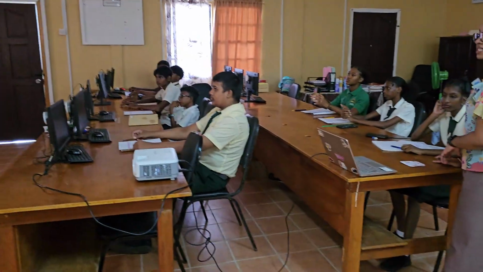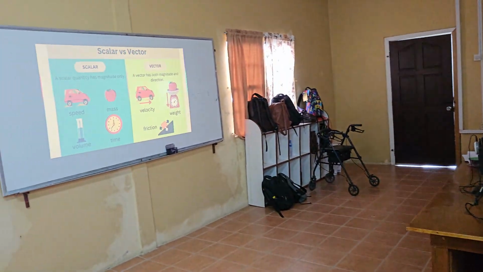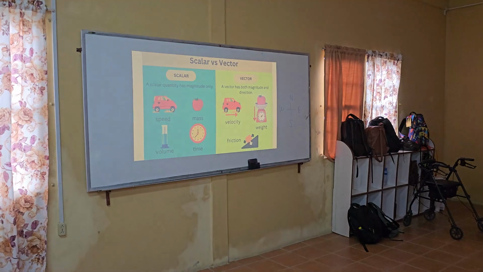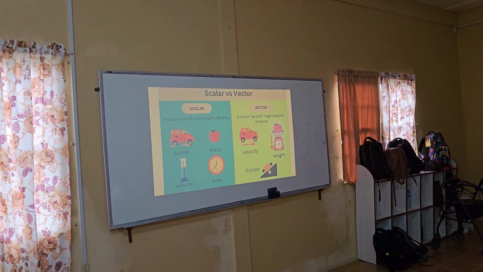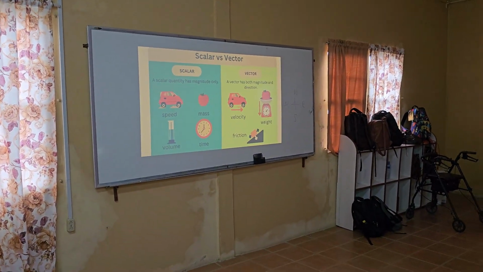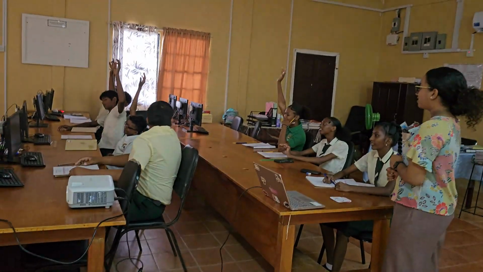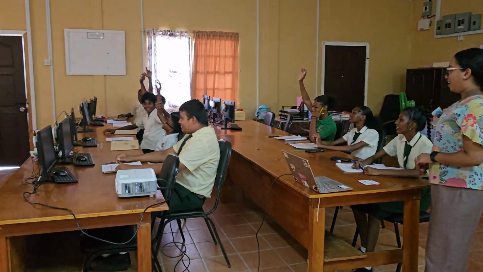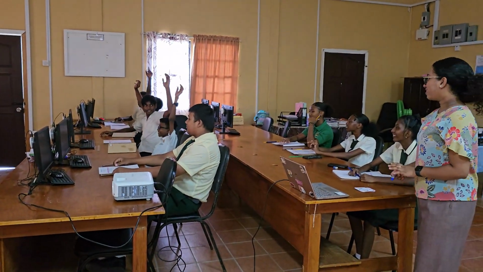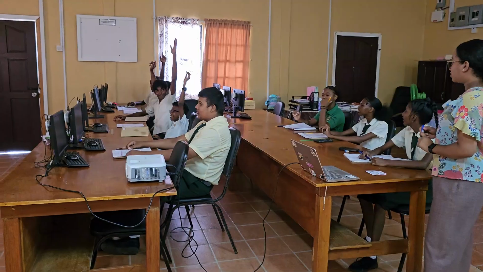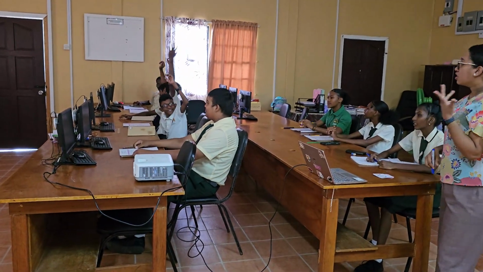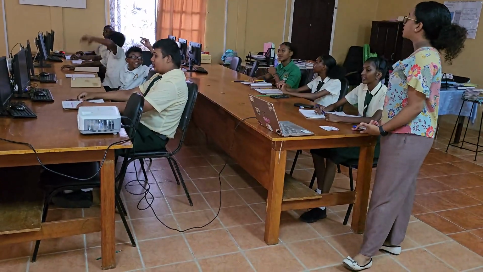Now, I have some examples there on the board of scalar quantities and vector quantities. When you're driving a car, let me see how many of you know how to drive. There are five of you who know how to drive, okay? Good. Well, then you know about speed.